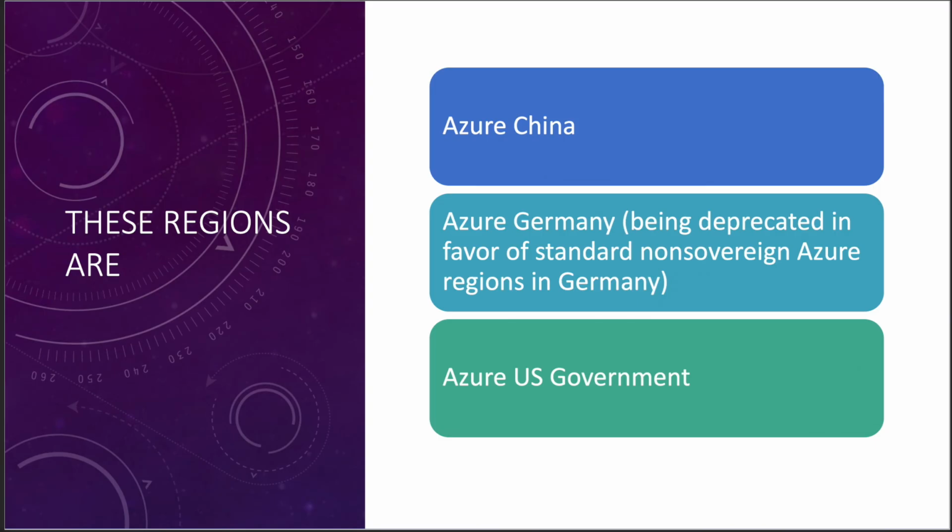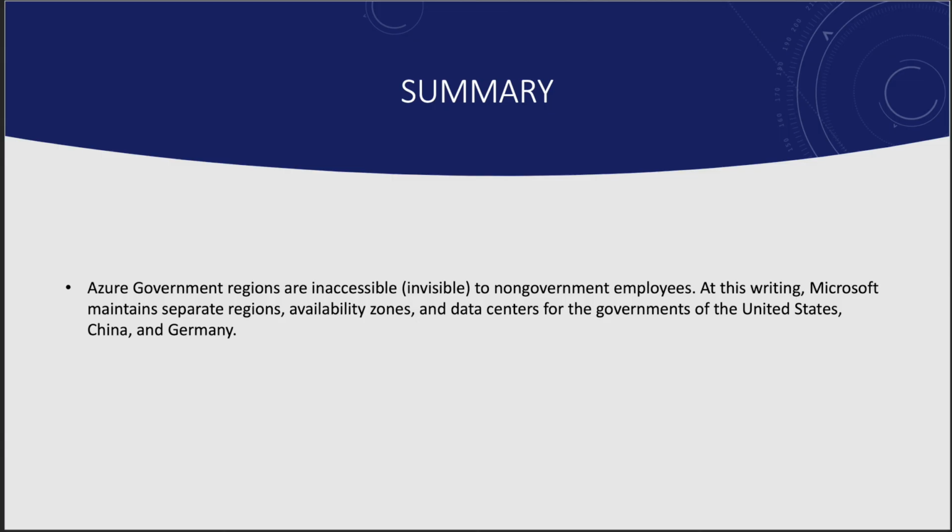And then these regions are Azure China, Azure Germany. So they're actually turning off Azure Germany and moving it in favor of a non-sovereign Azure region, and then Azure US government. So that's kind of where we're at. It's, again, just enough to know that there are sovereign regions, and these regions are mostly going to be just China and US government at this point, as Germany kind of winds down their part.